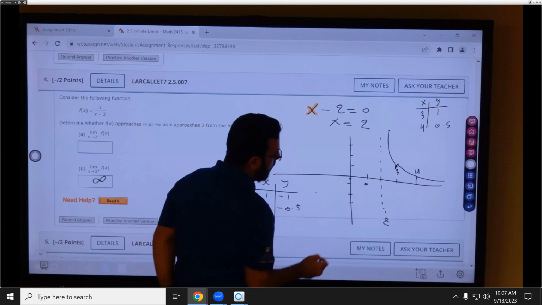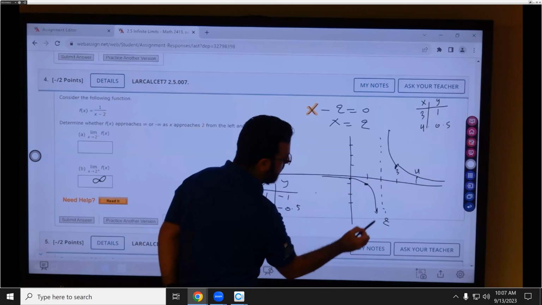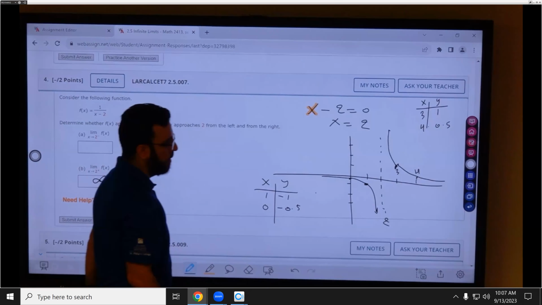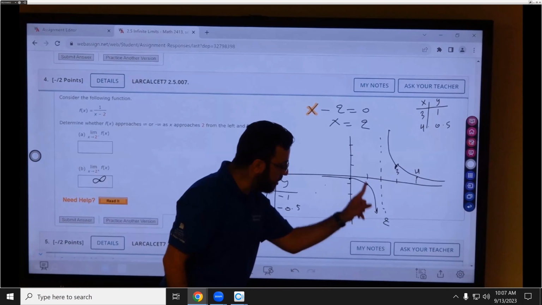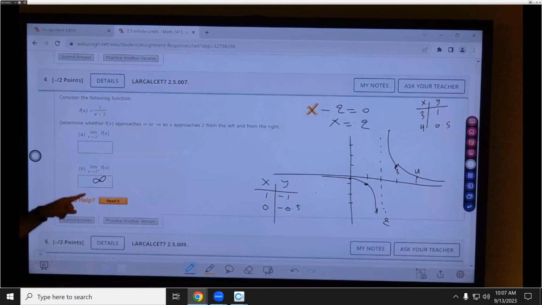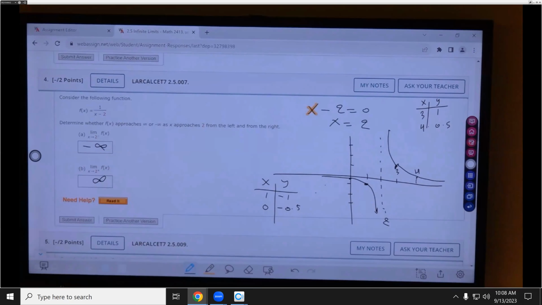So the function, see? Like this. I'm not going to care about how it's going to be on this side. Maybe it's going to be up or down. The important thing is to see where the function is going towards 2. So from the left side, where does the function go? Negative. You got it? Piece of cake. Okay, perfect.